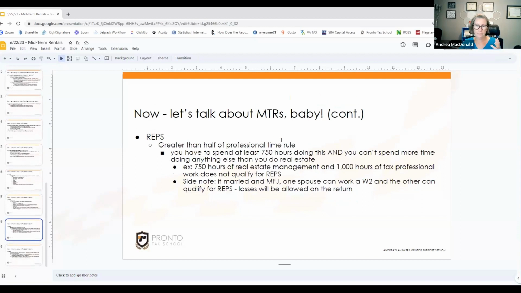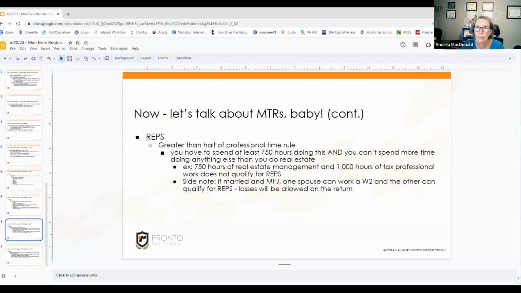All right, the second rule is the greater than half of your professional time rule. So you have the 750-hour rule, and this is not one of those where you have to meet one, you have to meet all. You have to spend at least 750 hours, and that has to be more than the time you spend on any other activity. So if you do 750 hours of real estate management and 1,000 hours of tax returns a year, sorry, you're not a real estate professional.